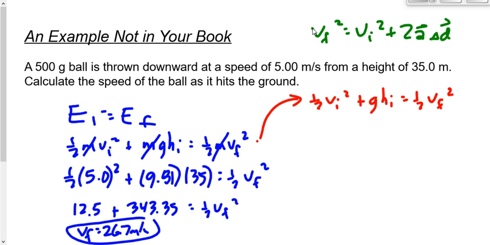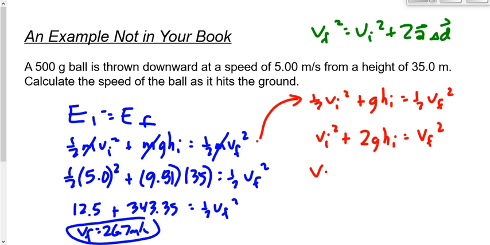Let's take the half over to the other side. We're going to do that by multiplying by 2. That's the way we take a half over, is either divide by half or multiply by 2. If we multiply this by 2, we get vi squared. If we multiply this by 2, we get 2gh. If we multiply this by 2, we get vf squared.